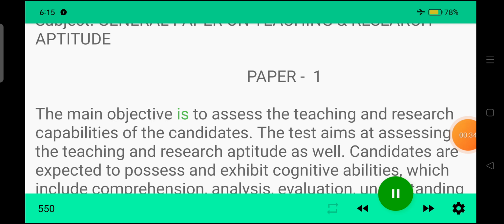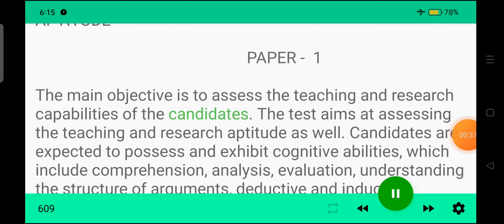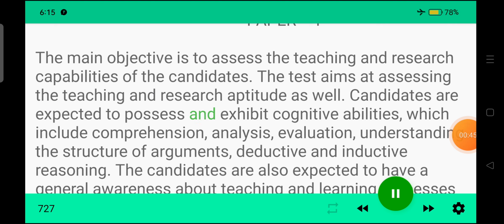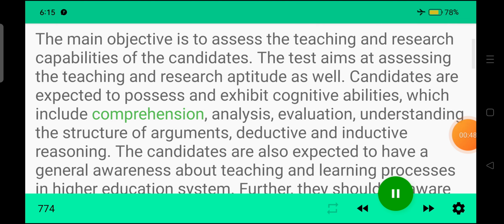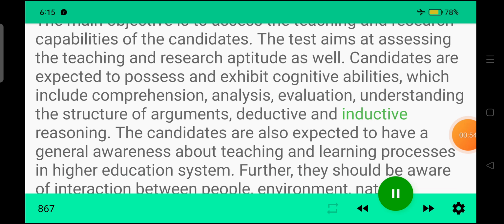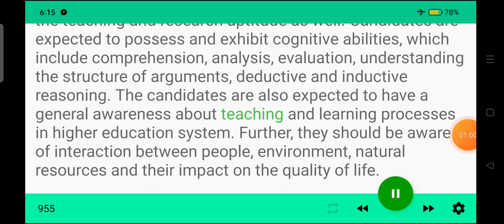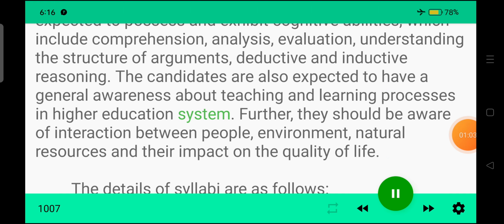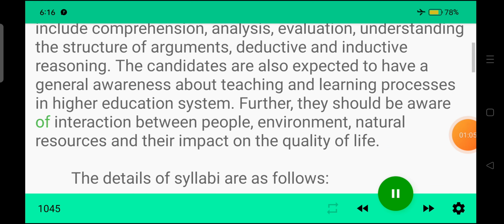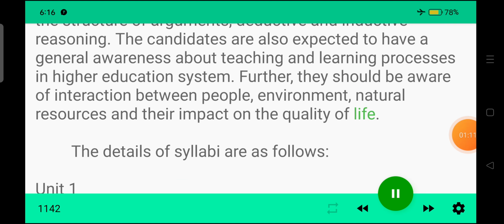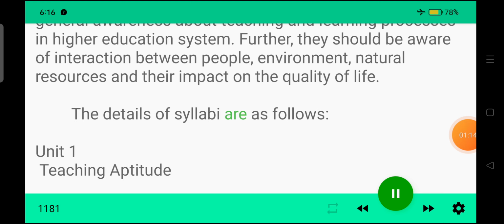The main objective is to assess the teaching and research capabilities of the candidates. The test aims at assessing the teaching and research aptitude as well. Candidates are expected to possess and exhibit cognitive abilities, which include comprehension, analysis, evaluation, understanding the structure of arguments, deductive and inductive reasoning. The candidates are also expected to have a general awareness about teaching and learning processes in higher education system. Further, they should be aware of interaction between people, environment, natural resources and their impact on the quality of life. The details of syllabi are as follows.